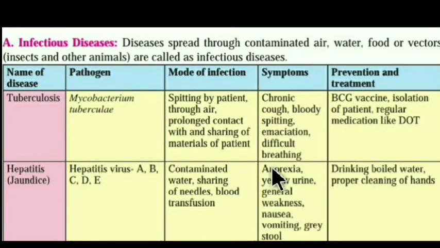Then symptoms. First, anorexia. Anorexia means loss of appetite, yellow urine, general weakness, then nausea, vomiting, and gray stool. So these are the symptoms of hepatitis or jaundice.